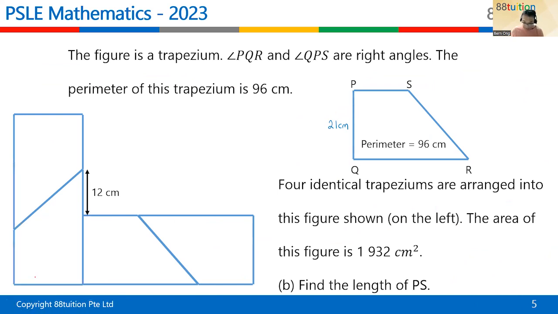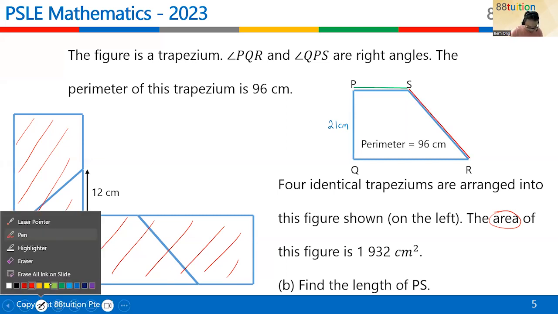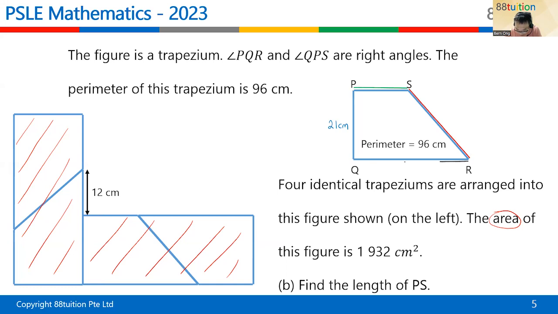Area means what? Area means the inside, which means down here, inside here, everything is 1932 cm squared. You're supposed to find the length of PS. PS was the what? Remember? If you remember color? Green. Very smart. PS is the green. All right. SR is the red. QR is the black.